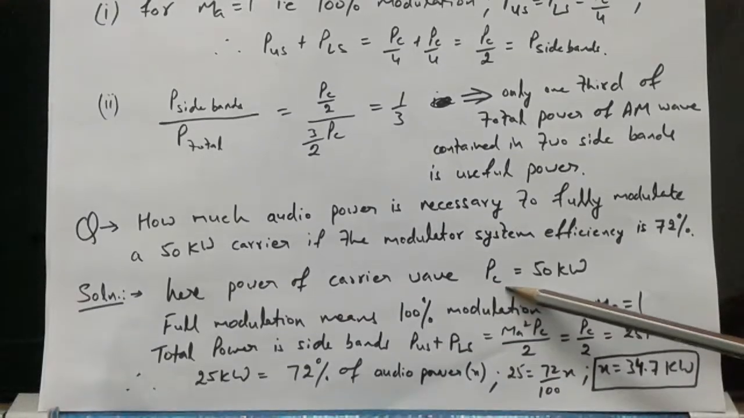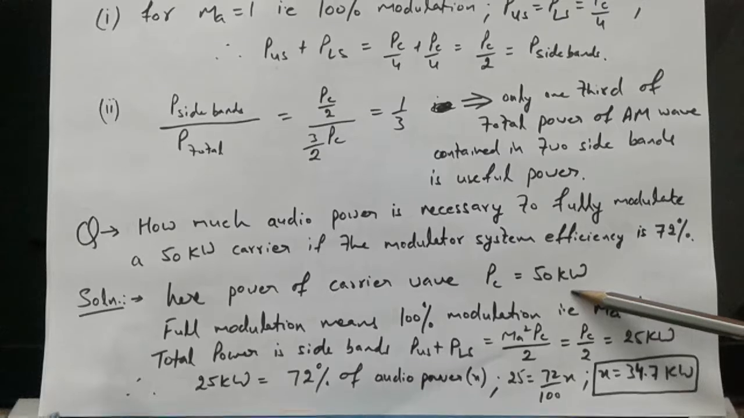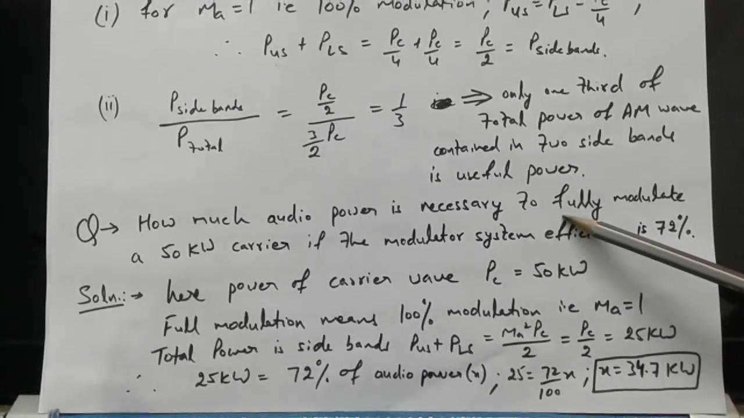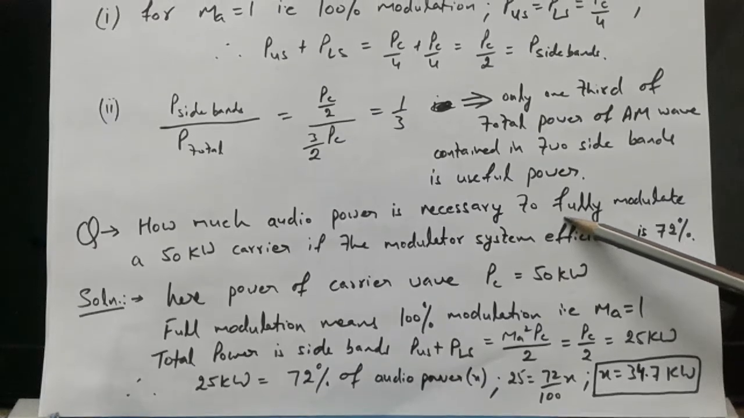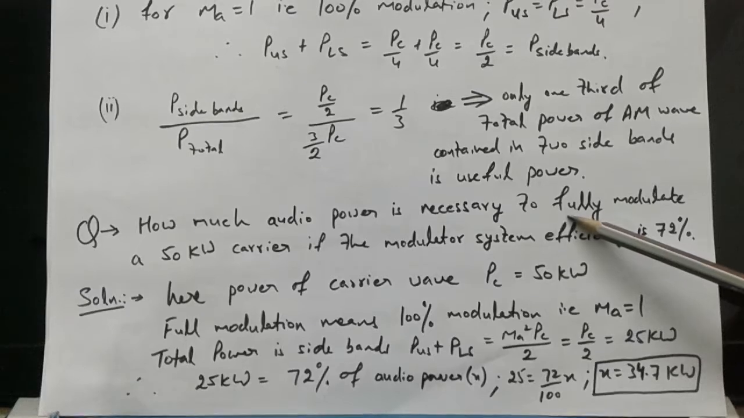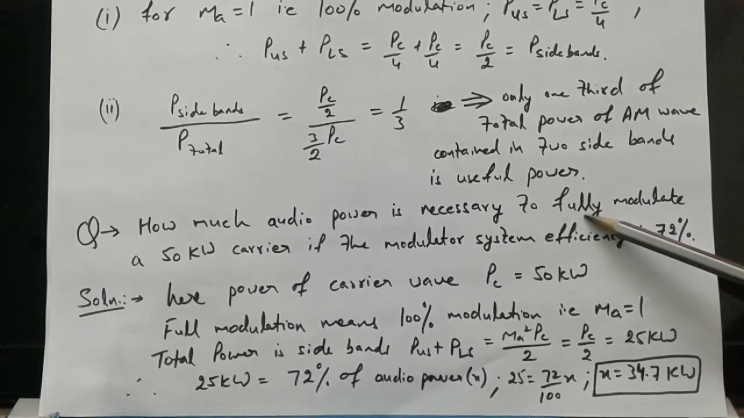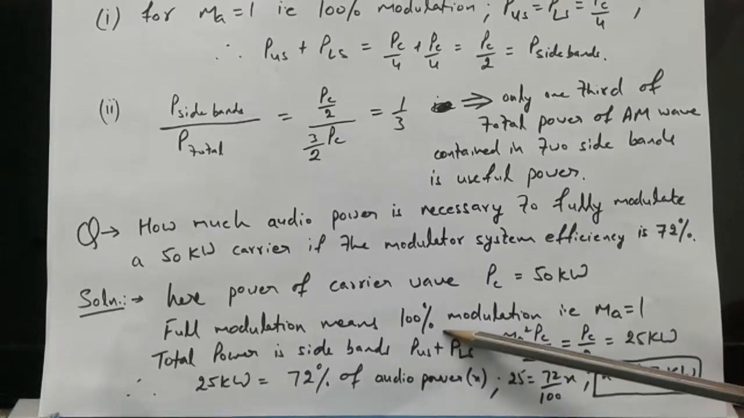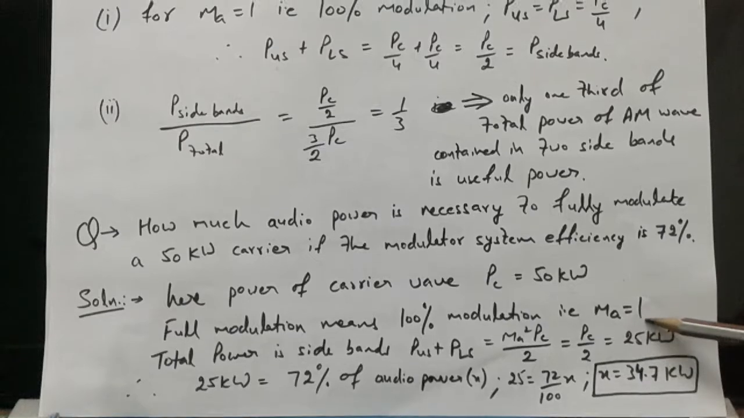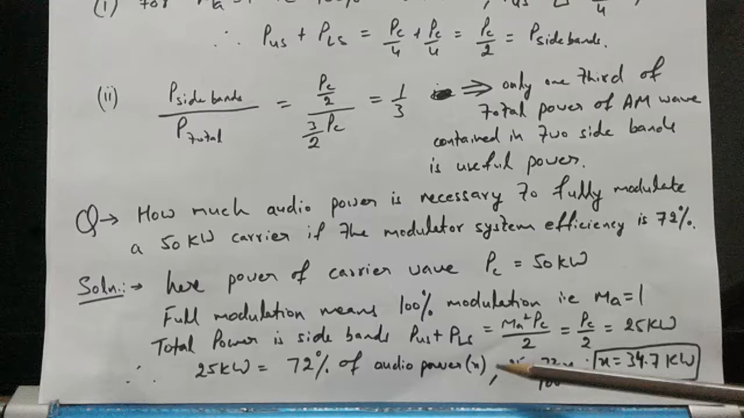That means we are given that PC is equal to 50 kilowatt. Also, we are given in the question that the modulation is full. Full modulation means that the modulation is 100%. In that case, we know the modulation index is equal to 1.